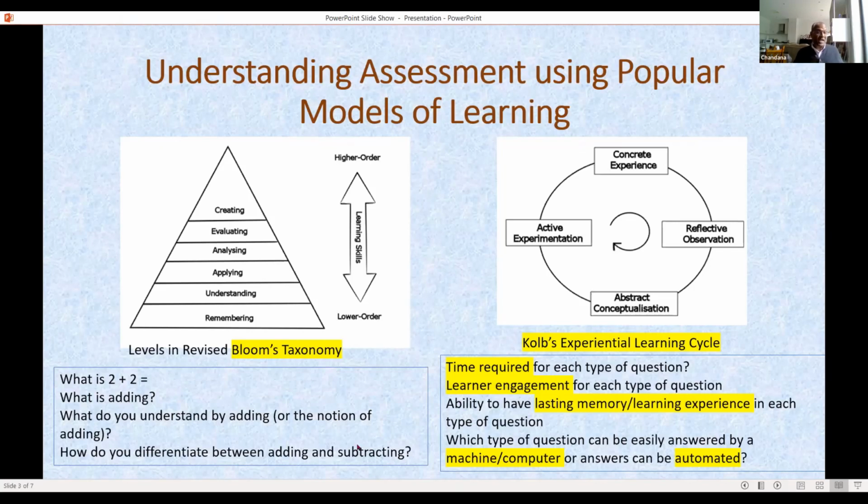So should we be training our students and learners on these areas, or on higher order ones, like what is adding, which is more complex? The time required for what is adding would be more. The time spent on answering these questions would be more, right? And it would create a lasting learning experience. So we should be highlighting higher order learning.